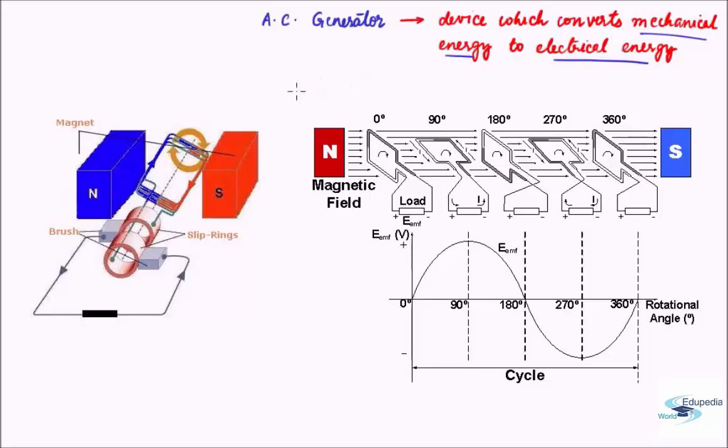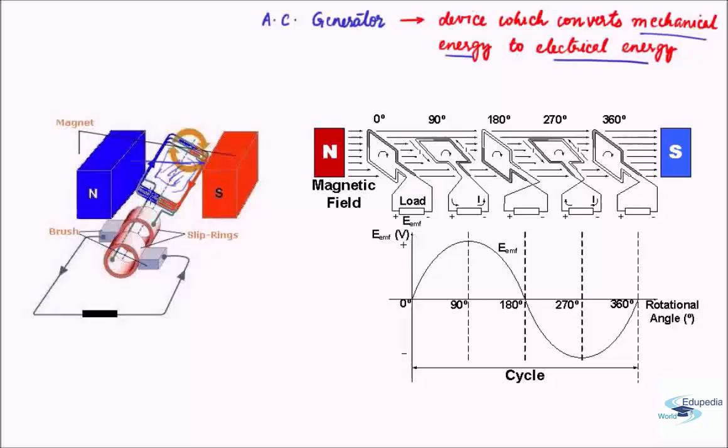An AC generator has a magnet arranged like this. The north pole is here, the south pole is here, such that the magnetic field is from the north pole to the south pole. Then we have an insulated copper coil, and inside it is a soft iron core. There are a number of turns in the coil wrapping the soft iron core, and these are attached to what are known as slip rings. This is a slip ring.